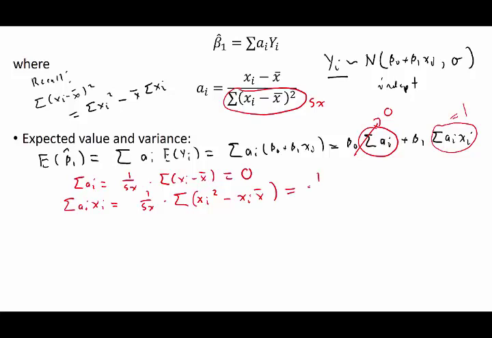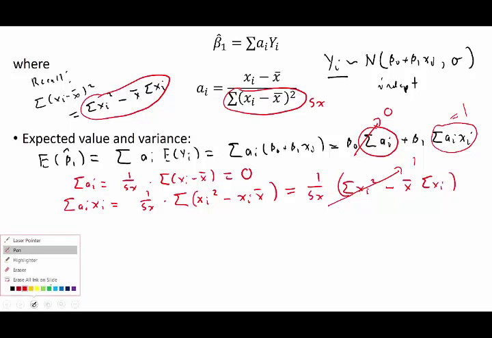And so notice that is 1 over sx times the sum of xi squared minus x bar times the sum of the xi. And now if you look at the fact I recalled from the previous slide, sure enough, those two cancel out and we just get 1. So yay, it's unbiased. Let me switch colors so we can put it in here. So it's an unbiased estimator. Its expected value is what you're trying to estimate.